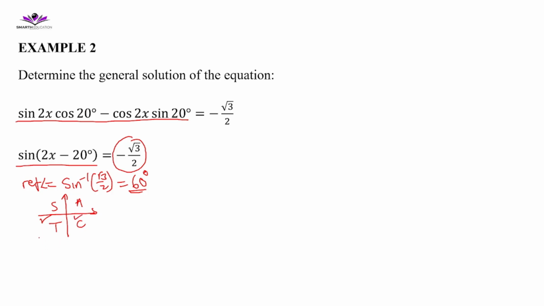Remember, quadrant 3 is 180 degrees plus our acute angle. Our acute angle in this case is our reference angle. And then quadrant 4 is 360 degrees minus our acute angle. Our acute angle is the reference angle. Right, so we're going to use quadrant 3 and quadrant 4. Let's start with quadrant 3.